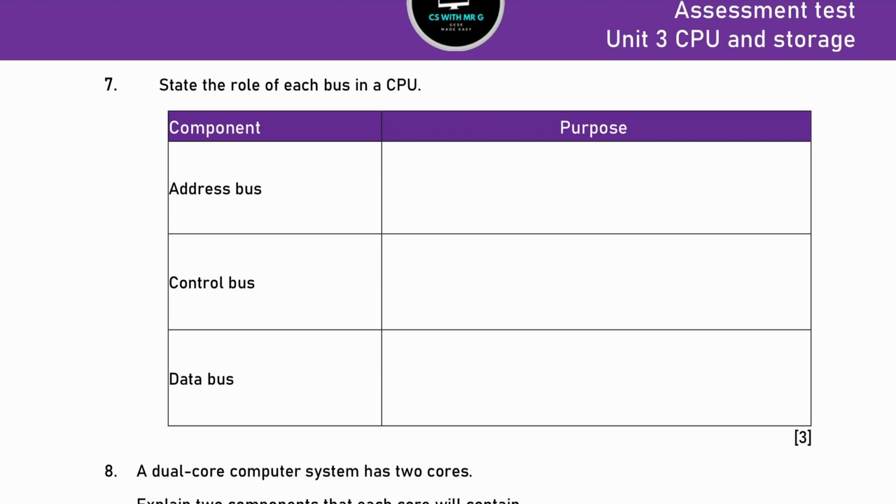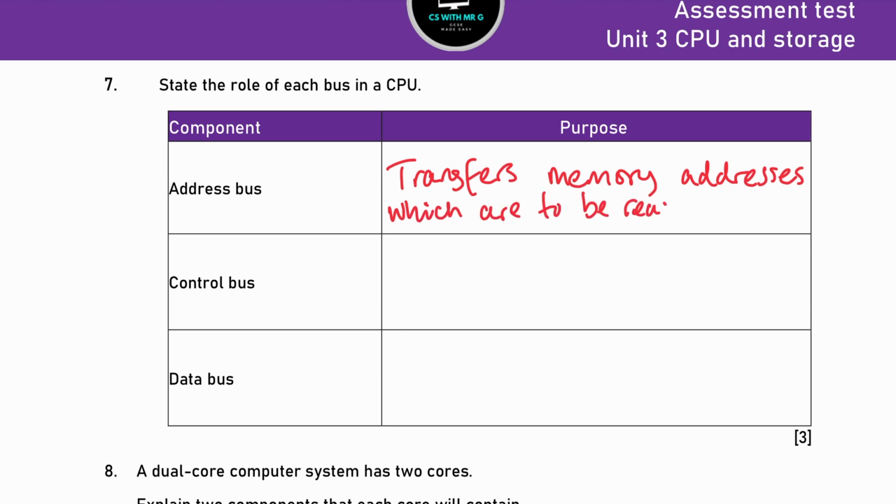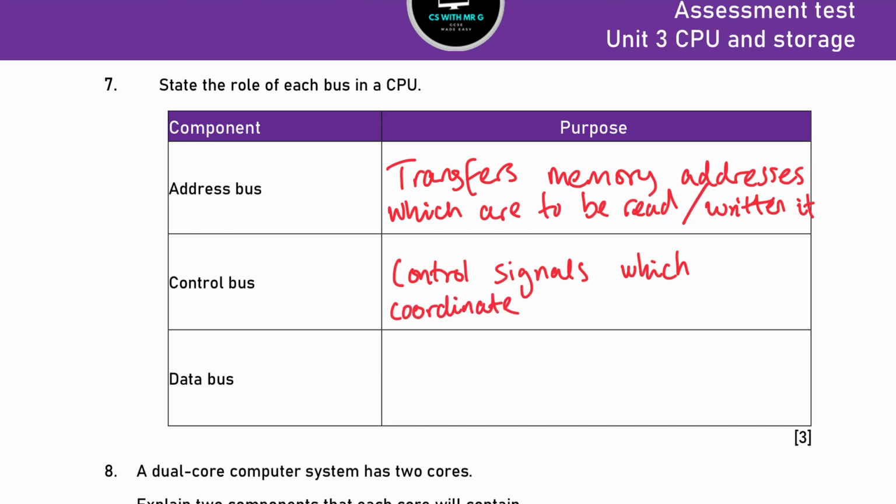So firstly, the address bus transfers memory addresses, which are to be read or written to. So whether we're putting data inside of it or getting data from RAM, we need to know whereabouts it's going with the address, and that's transferred on the address bus. The control bus carries control signals, which coordinate, which means keep track and make sure everything's running smoothly, all of the CPU activities. So this fetch, decode, execute cycle needs to be managed and maintained, and this is done so by the control bus.